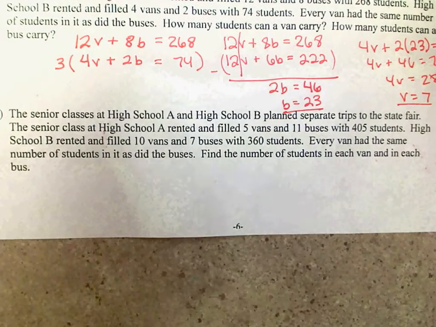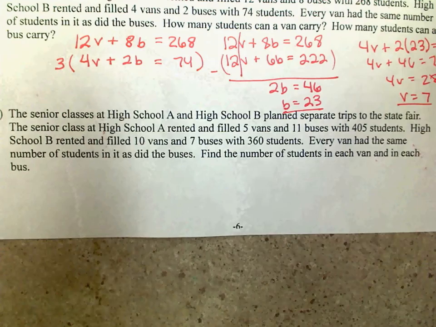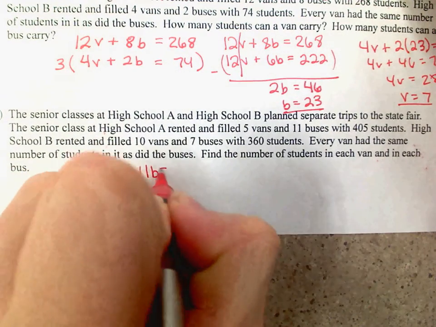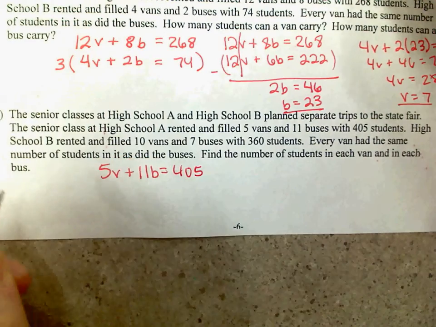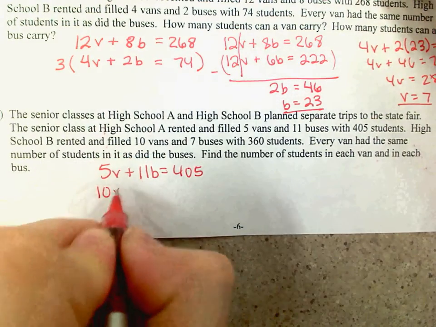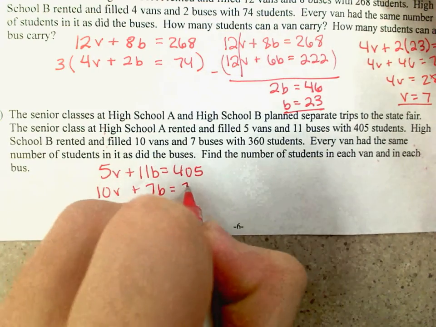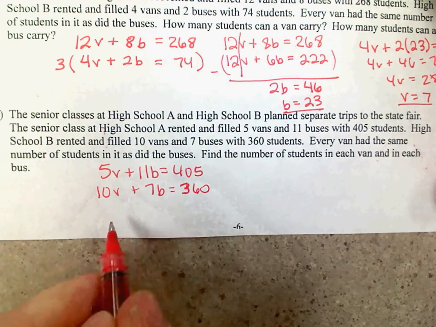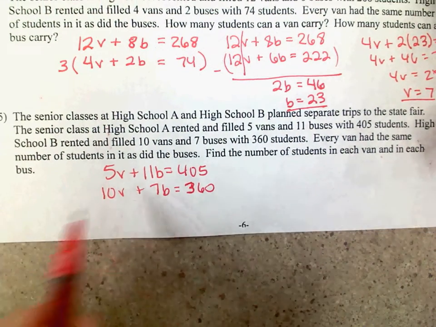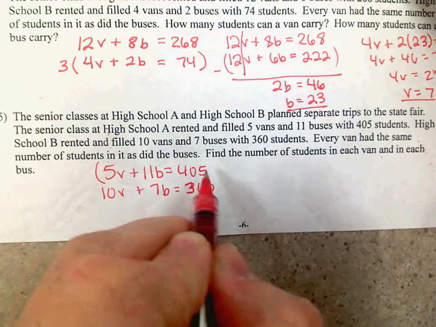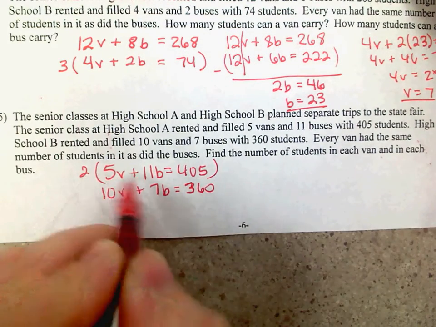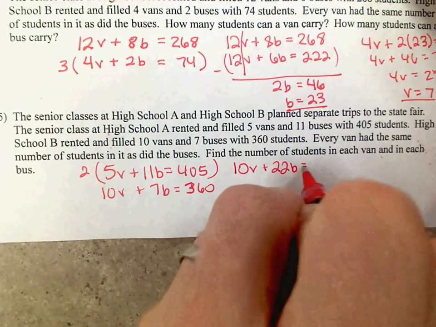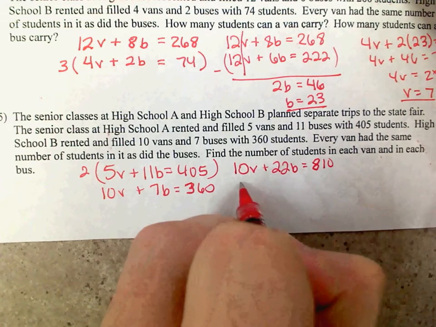Okay, same idea, different example just to get some more practice. 5 vans, 11 buses, 405 students. 10 vans and 7 buses will get 360 students. So I want to find out how many again in each. So I look at these and I ask myself, how could I possibly get one of these to be the other for elimination? If you multiply the top equation by 2, 2 times 5 would get you 10. So I would multiply the top one by 2. Copy the bottom one down.